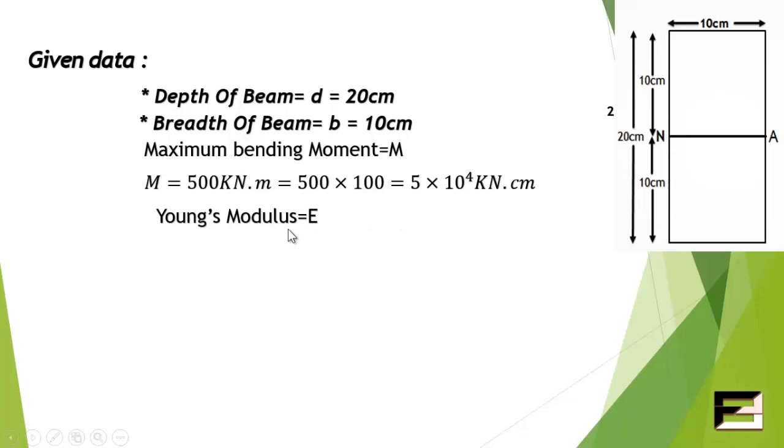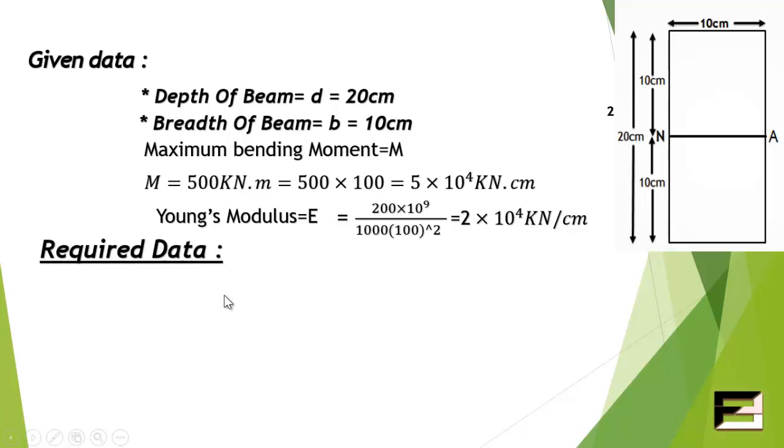Young modulus is the ratio between stress and strain. This is also called coefficient of elasticity. Young modulus: we have 200 multiplied by 10 raised to the power 9 divided by 1000 multiplied by 100 raised to the power 2. So E is equal to 2 multiplied by 10 raised to the power 4 kilonewton per centimeter square.